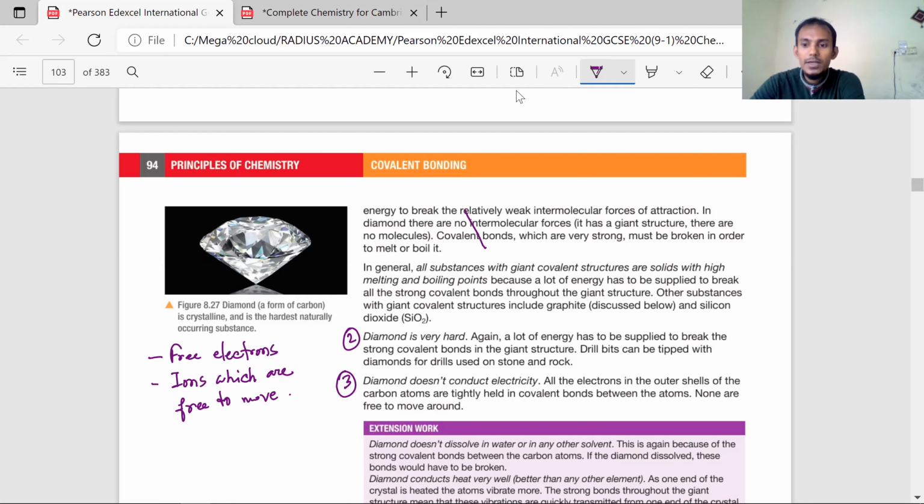Since diamond is a giant covalent structure, it should not have any ion. Do you understand? So this is not there in diamond. Diamond is also not made up of metal, right?